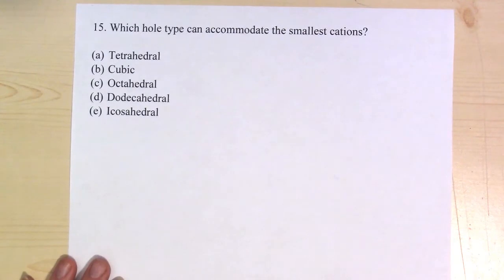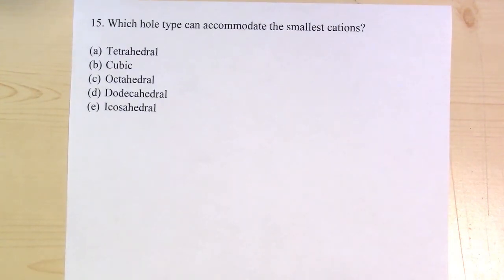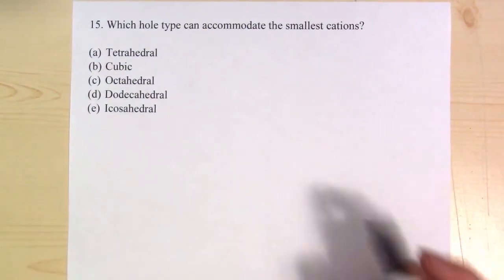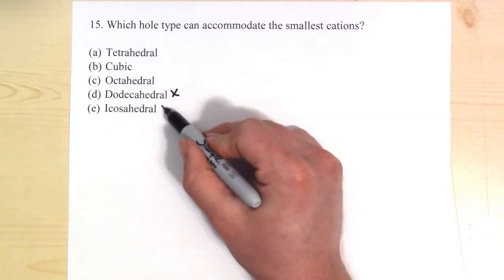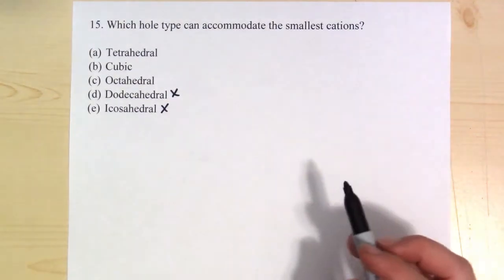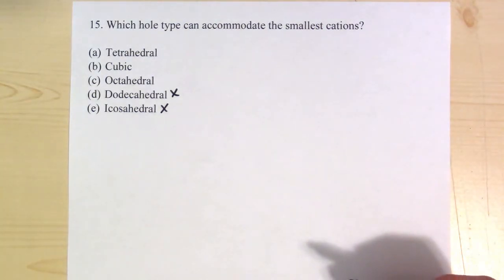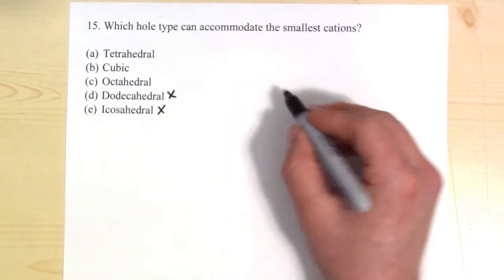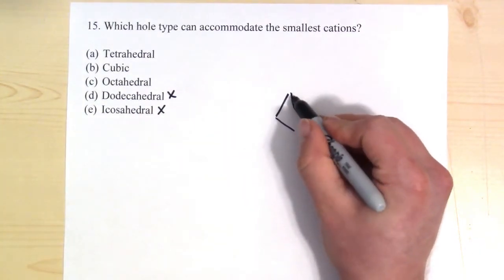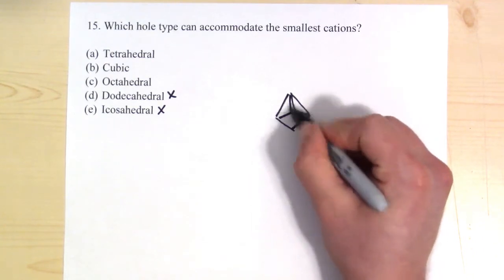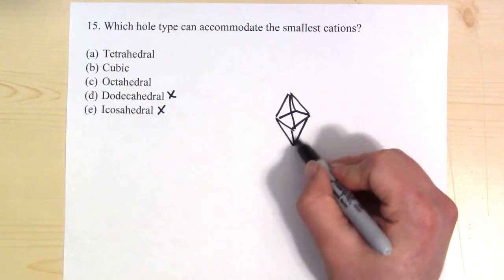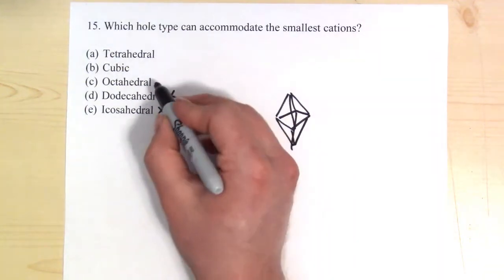So moving now to number 15, which hole type can accommodate the smallest cations? So there's a few of these we can rule out. We haven't talked about dodecahedral or icosahedral holes. We've only talked about tetrahedral, cubic, and octahedral. So there it's basically going to be the greater the number of sides, the larger the hole is going to be. So an octahedron is going to be 2 4-sided pyramids stacked on top of each other. So there's going to be 8 sides.